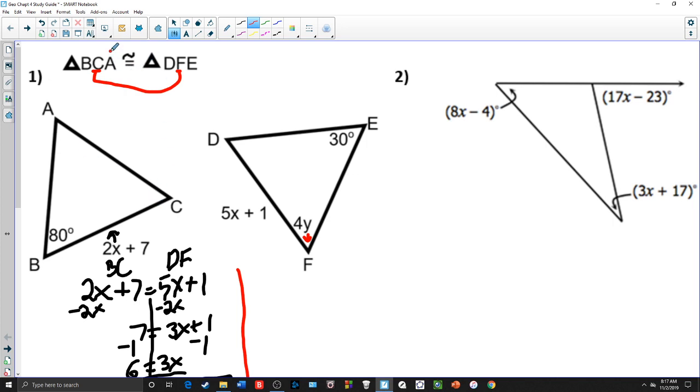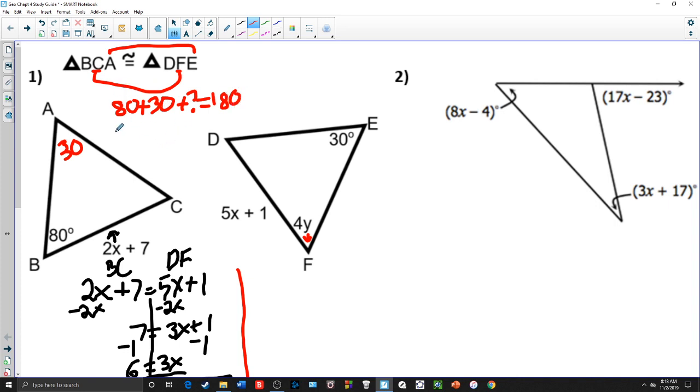So A is the last letter here. A matches up with E. Well, I know that E is 30. Therefore, if E is 30, that means A has to be 30 as well. So 3, 0. So now that I know that 80 is B and 30 is A, I can then figure out what C is using my 180 trick. Because remember, all three of these angles should add to 180. So I can do 80 plus 30, plus, we'll say question mark here, because I don't know what C is, equal to 180.